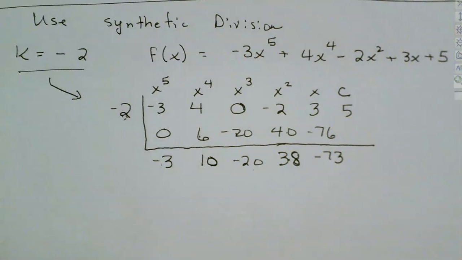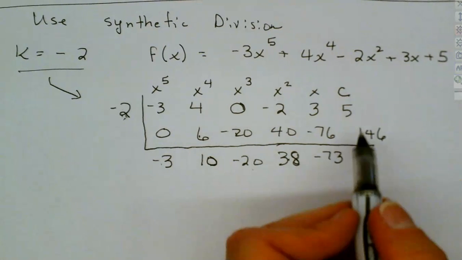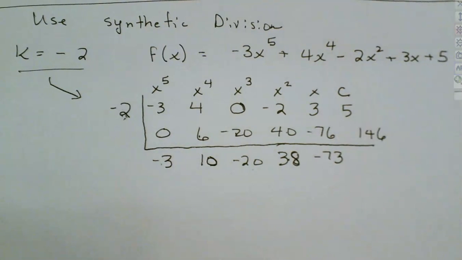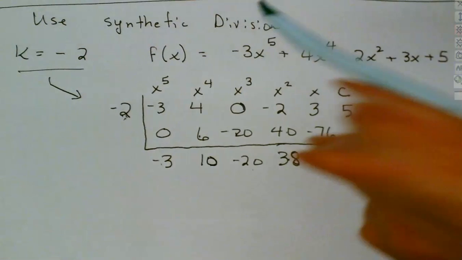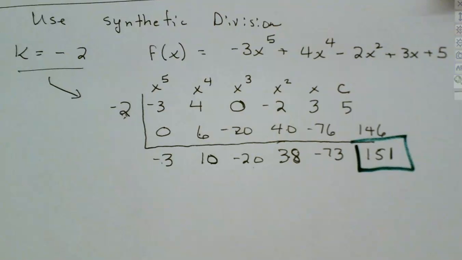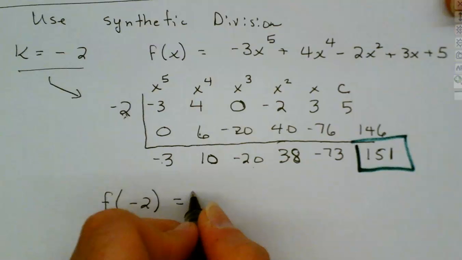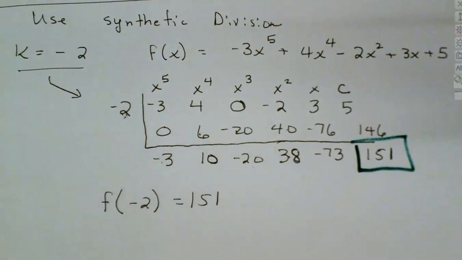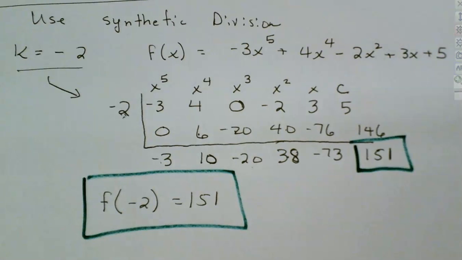Negative and negative makes it positive. And that's a 146. Add down, and that gives you your final answer, which is 151. So that is your answer. And what is that now? Okay, that is f of negative 2. But if you would have done this by hand, we would still be writing it out. Right? We'd still be trying to cube and square.